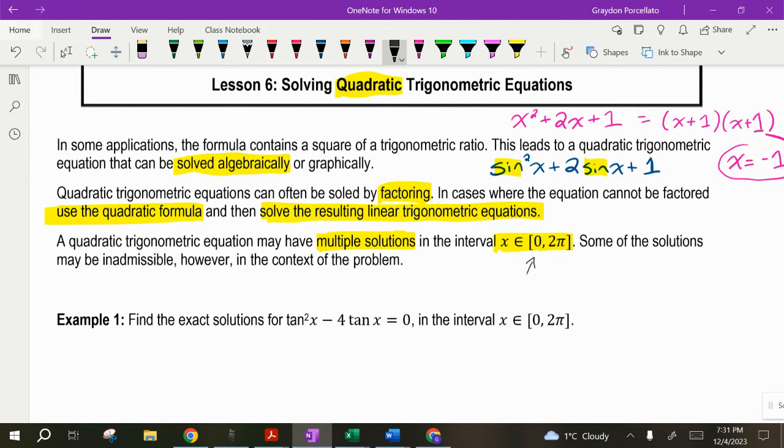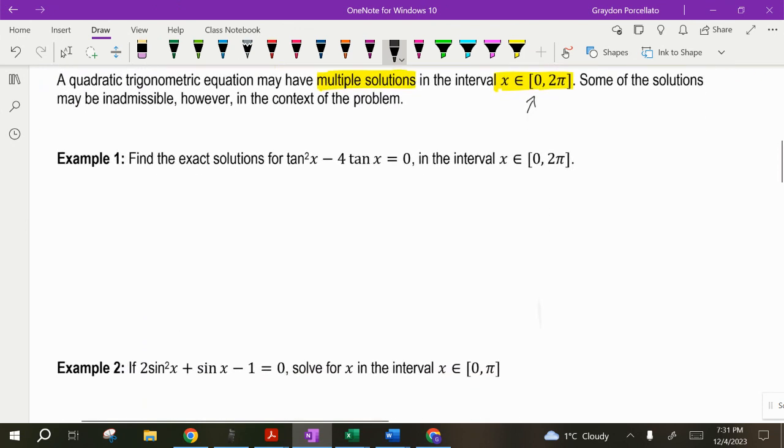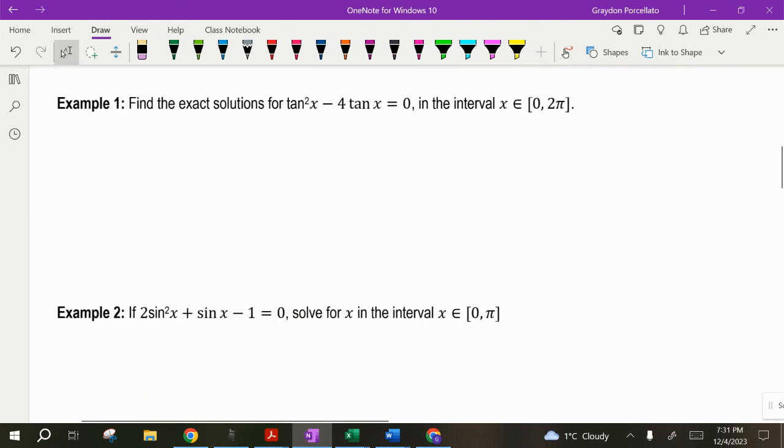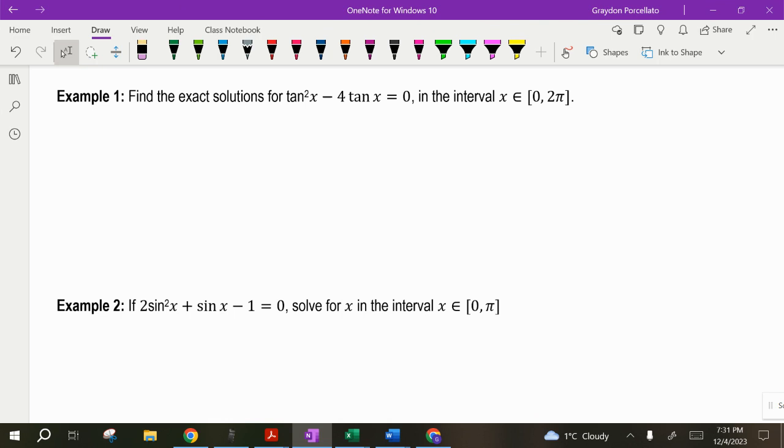So the first question here, and I'm going to show you the strategy, and we're going to go through several examples of how to solve these. Now, I'll tell you my strategy. You don't have to do this, but this is the strategy that I've used a lot in the past, and I found it helps to simplify these questions. So I'm going to write out our equation first. Our equation is tan squared x minus 4 tan x equals 0.